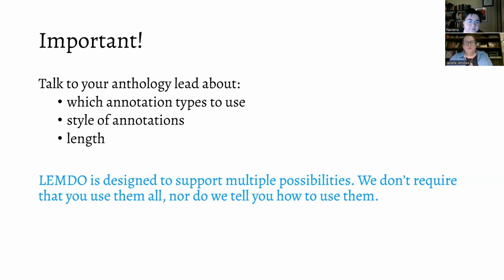What is really important is that you talk to your anthology lead about which annotation types to use, the style of annotations for your anthology, and the length. So LEMDO is designed to support multiple possibilities. LEMDO doesn't require that you use all of them, nor do we tell you how to use them. That really should be coming from the editorial guidelines for your project. Now, if I put on my co-coordinating editor hat, I can tell you that the Mayoral Shows anthology welcomes all 7 types of annotations.